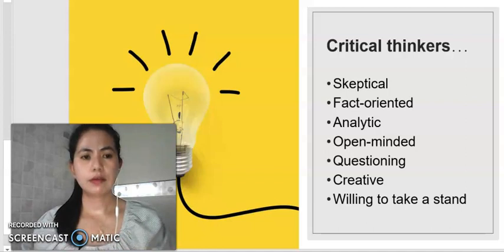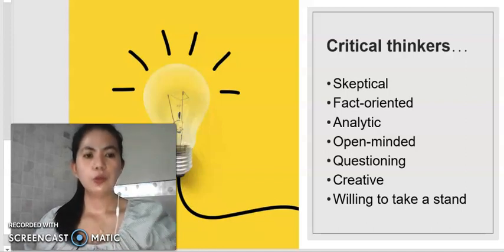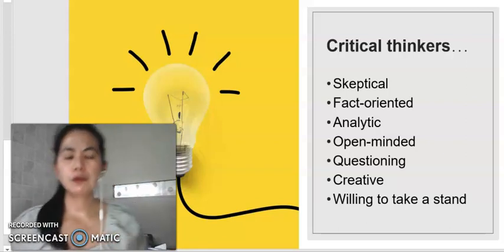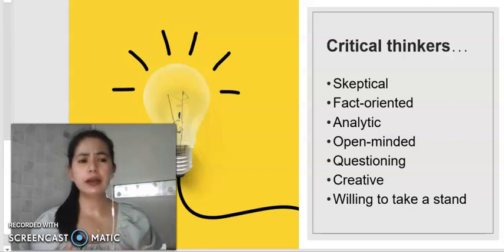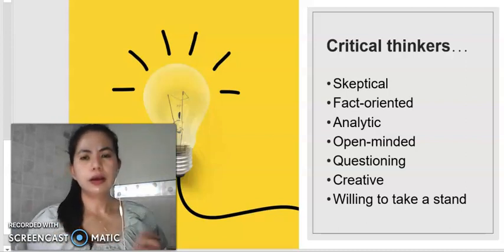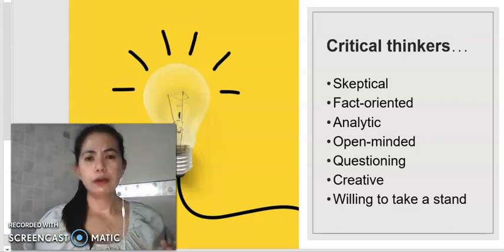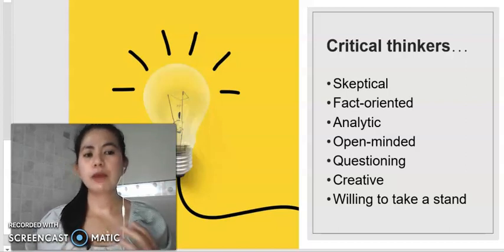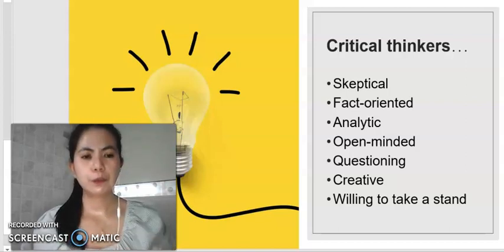the evidence. Next, willing to take a stand. They are willing to give their own opinion, and they will defend their views on what he or she read in the article. Like, is the argument convincing, or what is my position on the issues?